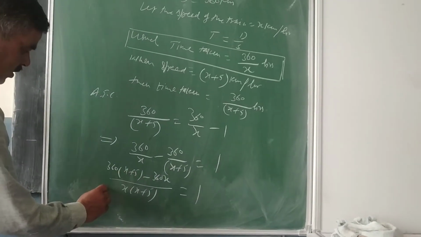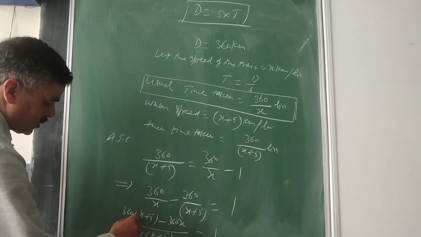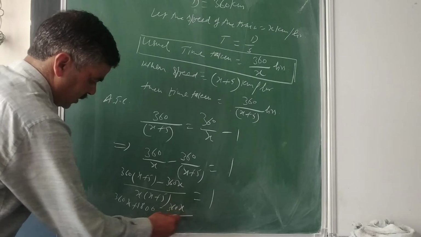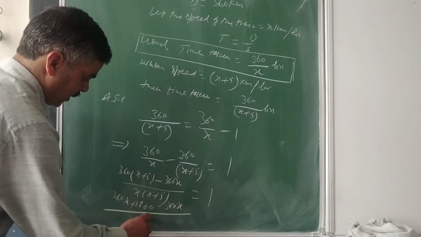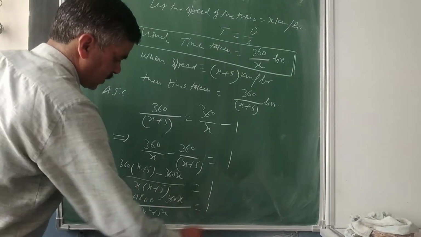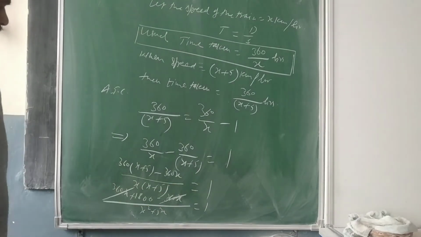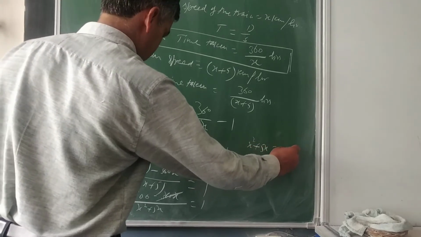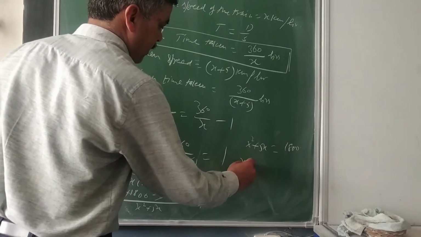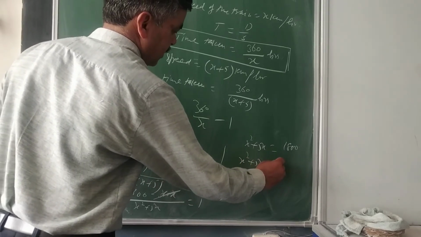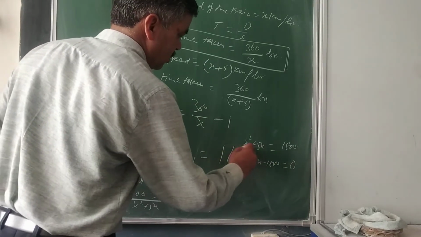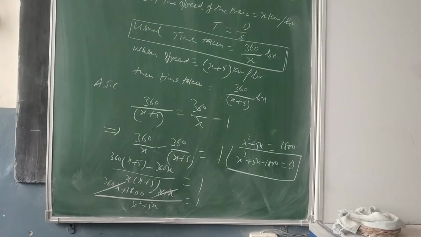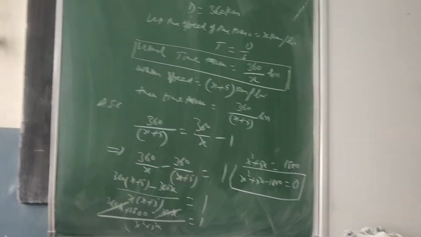So here you see, this is 360x plus 1800 minus 360x upon x square plus 5x is equal to 1. You can cancel this 360 with 360 and you are left with x square plus 5x is equal to 1800, or x square plus 5x minus 1800 is equal to 0. So this will be the equation which you need to solve either by the method of completion of square or by the middle term splitting.